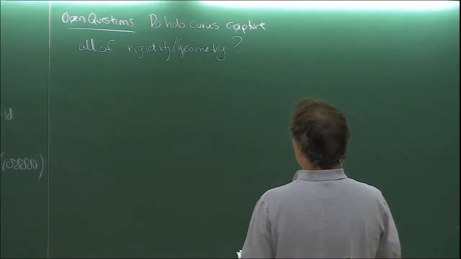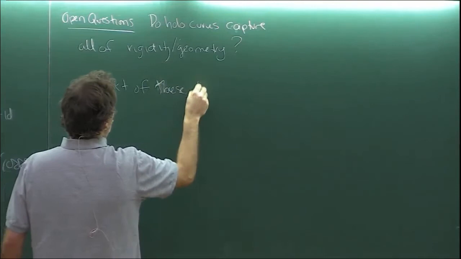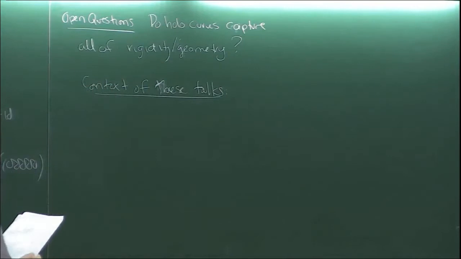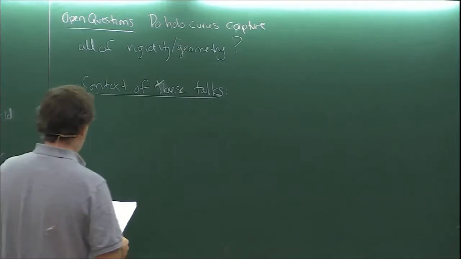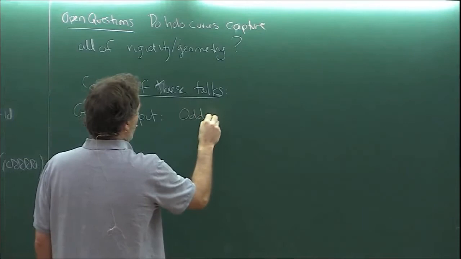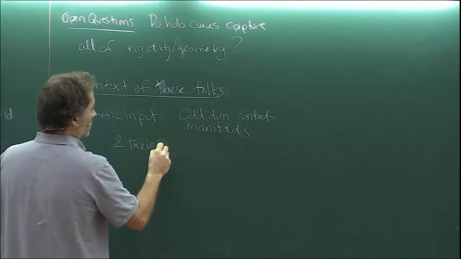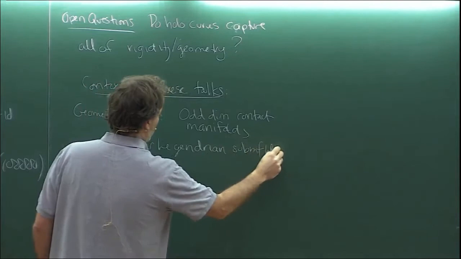So let's focus a bit more on the context of these talks. First of all, I'm going to be on the geometric side, namely the holomorphic curve techniques. And so the geometric input that I'm talking about here: first of all, what space are we in? We're going to be in odd dimensional contact manifolds, and there are Legendrian submanifolds. So that's going to be the geometric input.